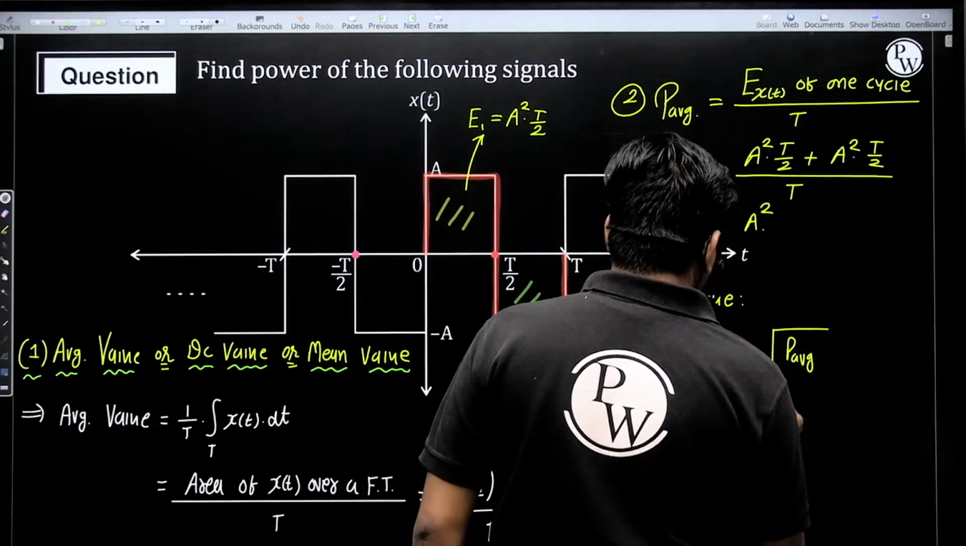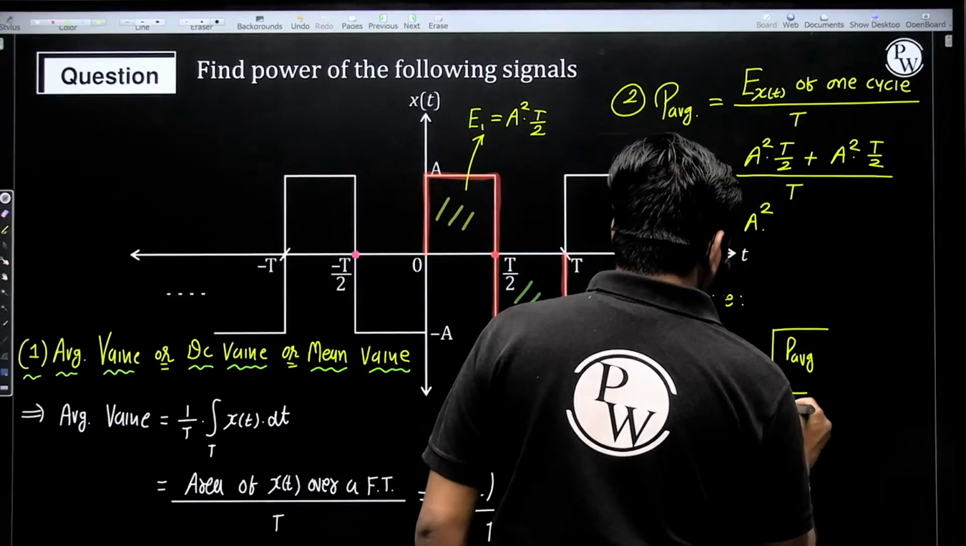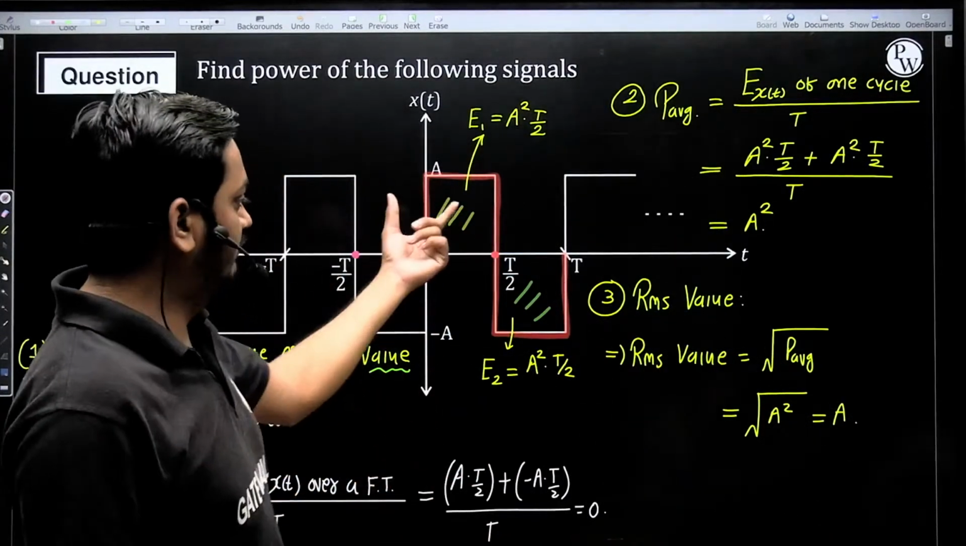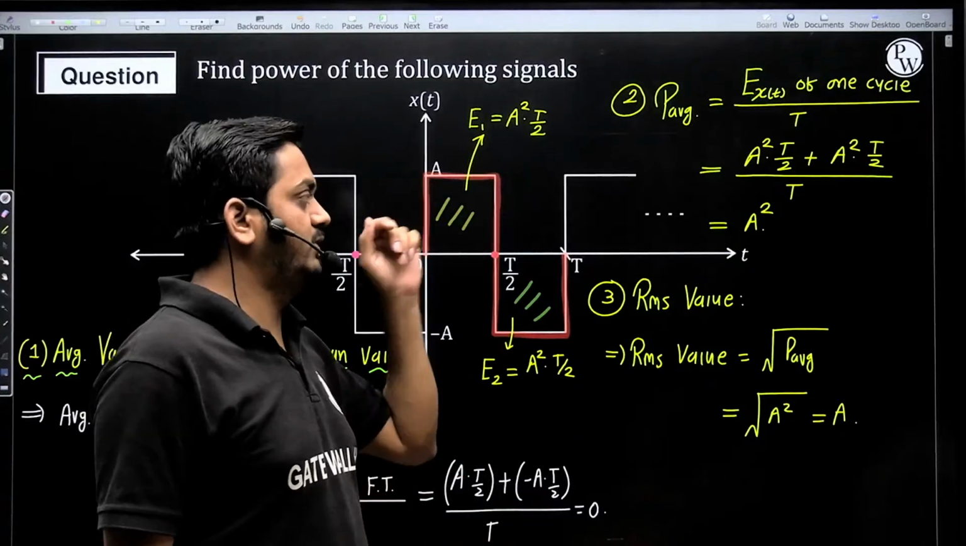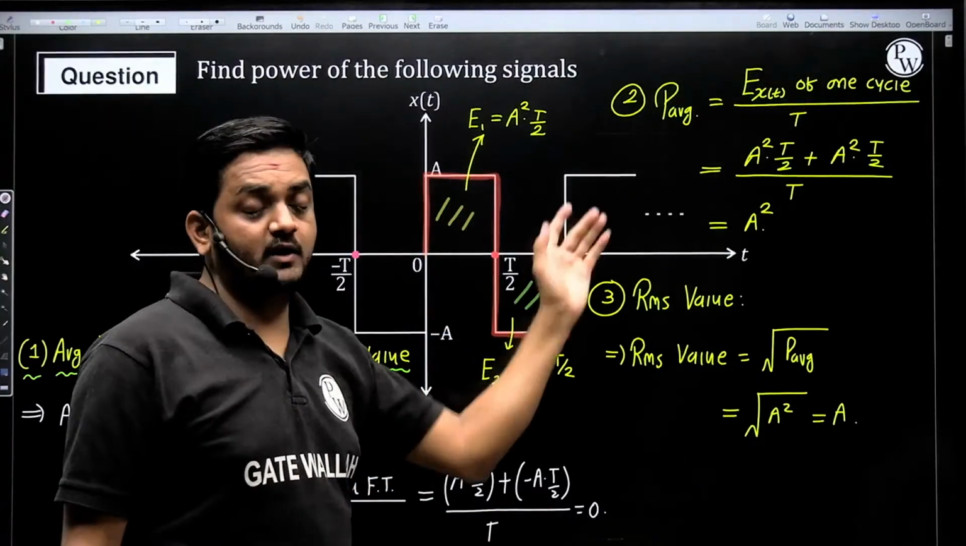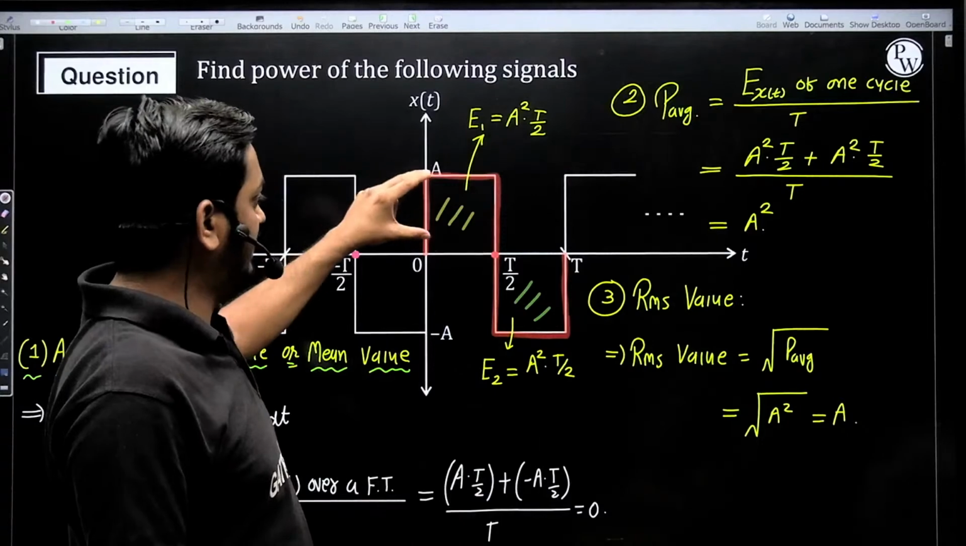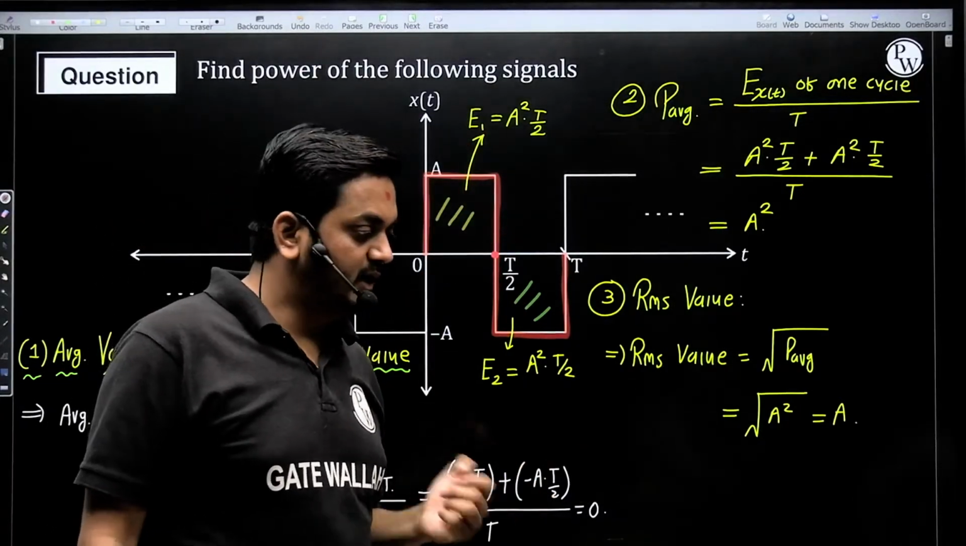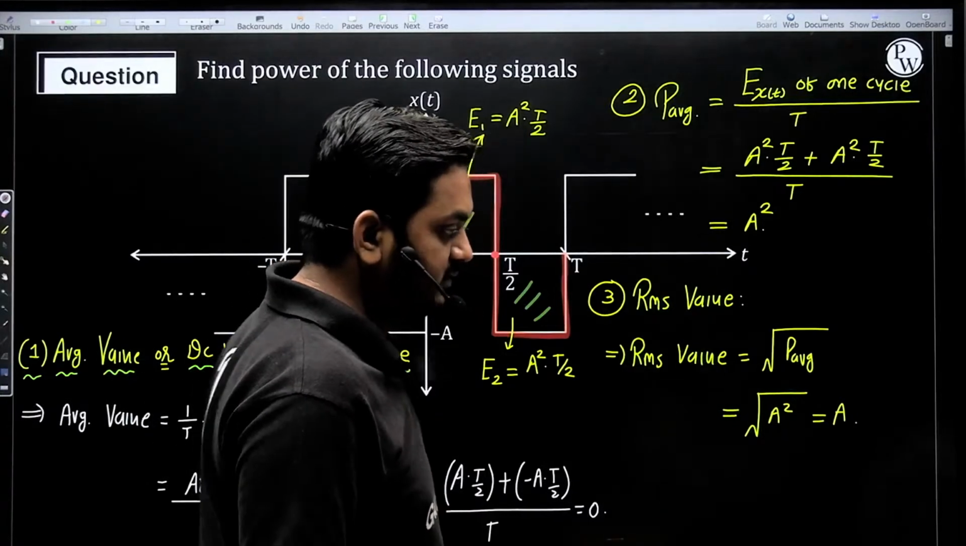Square root of average power. So square root of a square, RMS value is a. Now tell me, energy of one cycle is finite, which is nothing but a square into T. What is the total energy of this signal? Energy of one cycle is finite, and there are infinite number of cycles. So total energy will be infinite, guys.